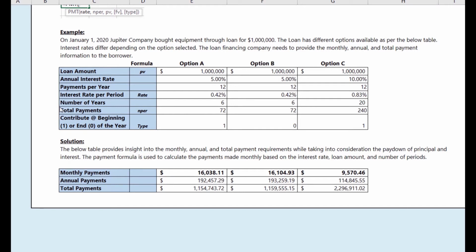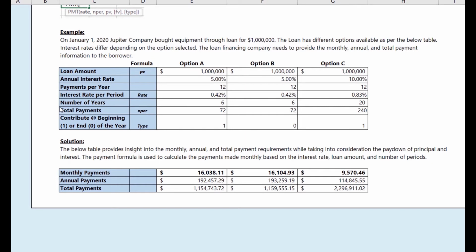So let's take a look at the solution and how we can calculate the monthly, annual, and total payments based on the information that we have for options A, B, and C just by using the payment formula. For option A, we can calculate the monthly payment by using the payment formula, and then we can use the monthly payment and multiply it by 12 to determine what the total annual payments are. We can also calculate the total payments by taking the annual payment and multiplying it by the number of years of the loan.